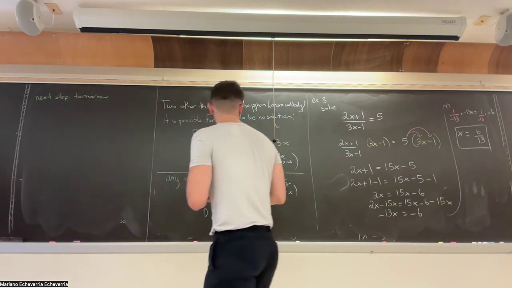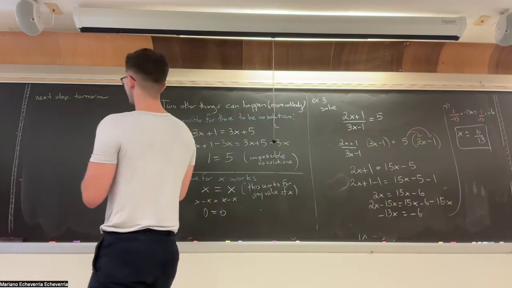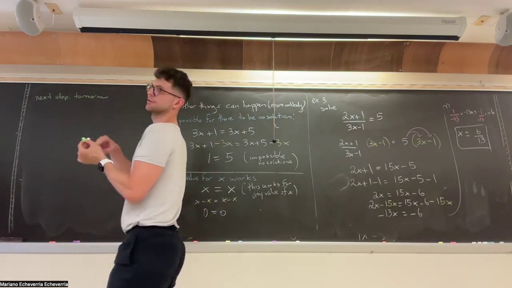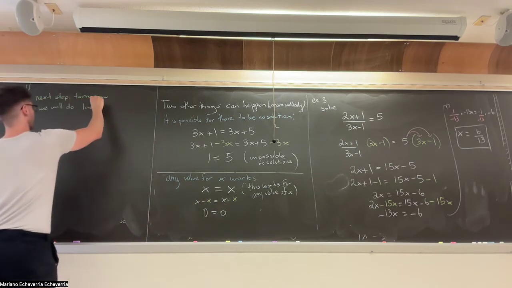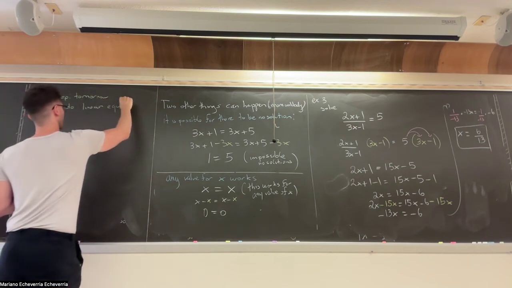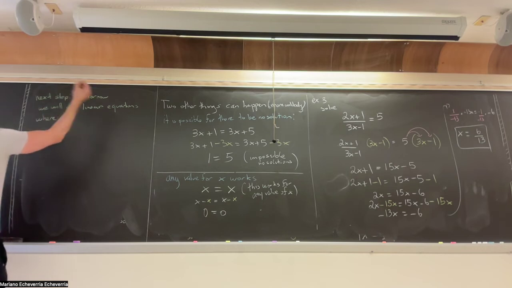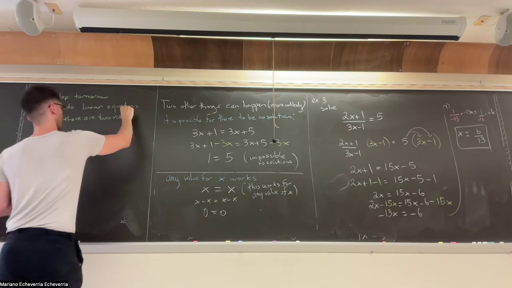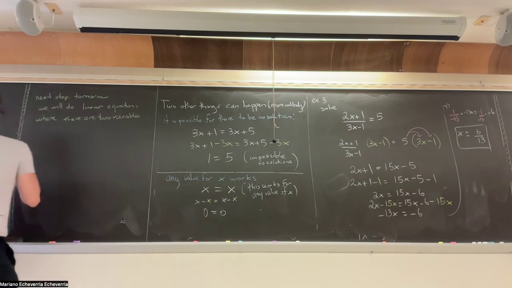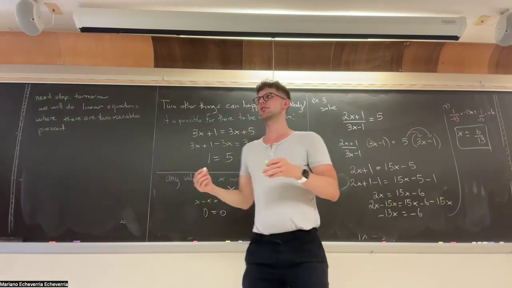Here we will have to go pretty slowly because it's already an interesting situation. Tomorrow what we'll study are linear equations where there are two variables present. So what do I mean by that? I mean equations that look like this.